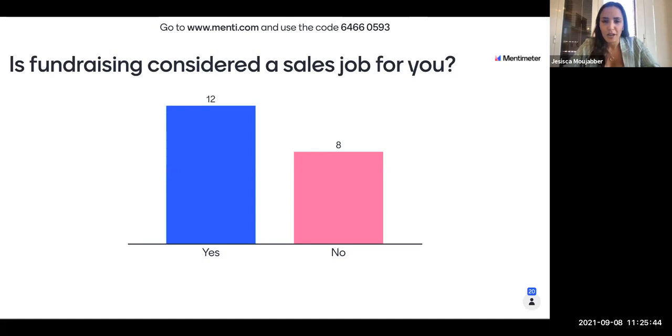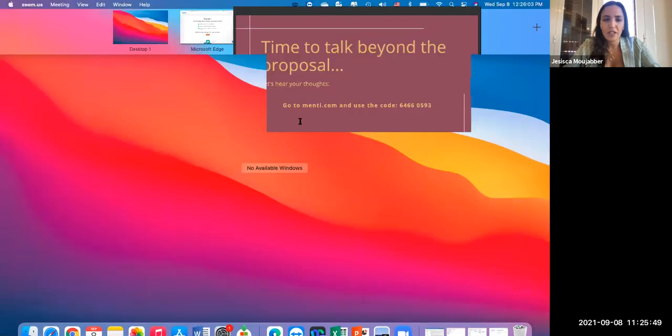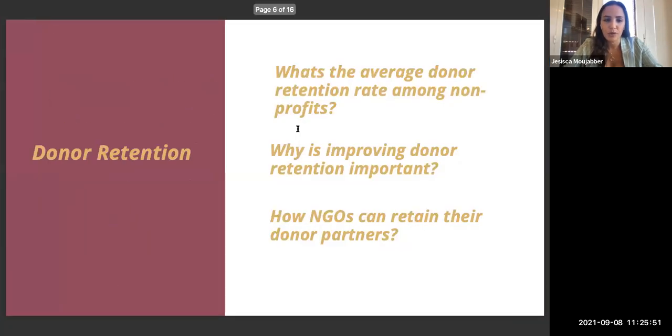So thank you for everyone's input for that one. We're going to move on now straight into the donor retention component. So if I'm not mistaken, most of you, based on the registration, based on the information you have filled prior to joining the call today, have worked on fundraising directly or indirectly. And some of the key questions that we usually think about when we talk about donor retention is, what is the average donor retention rate among the nonprofits?